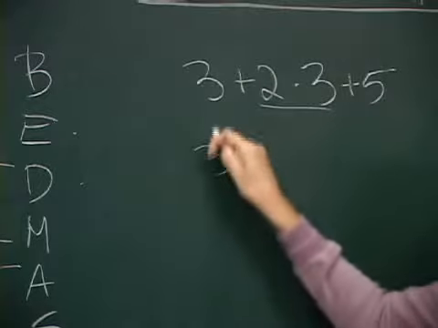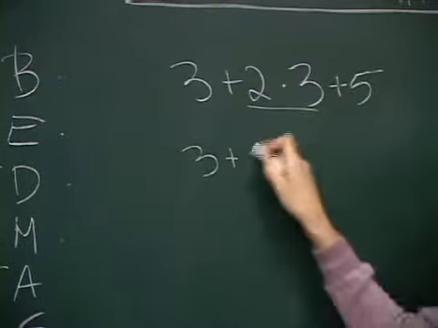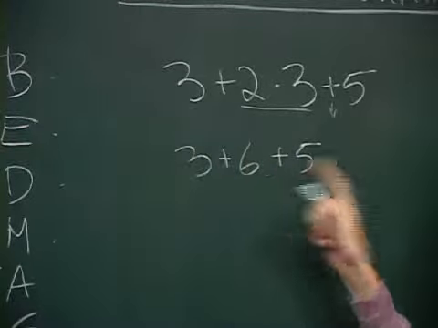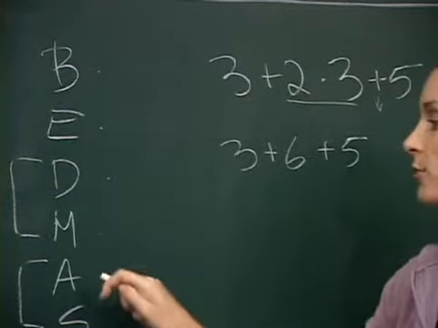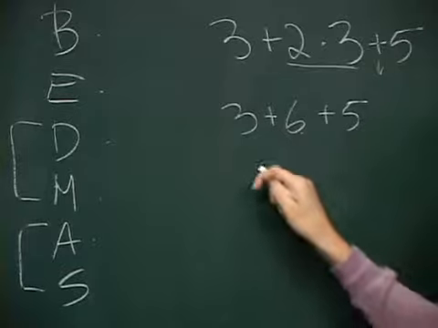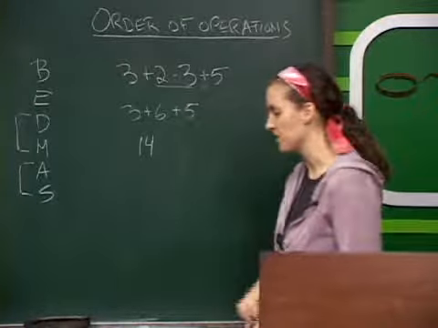So we just carry this straight down. 3 plus 2 multiplied by 3 is 6. We carry this straight down. 3 plus 6 plus 5. Is there any more multiplication? No, we're done. Any addition? Yes. So 3 plus 6 is 9, plus 5 is 14. Very, very important that you follow through these steps.